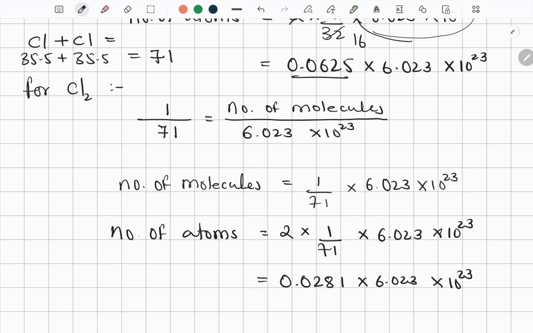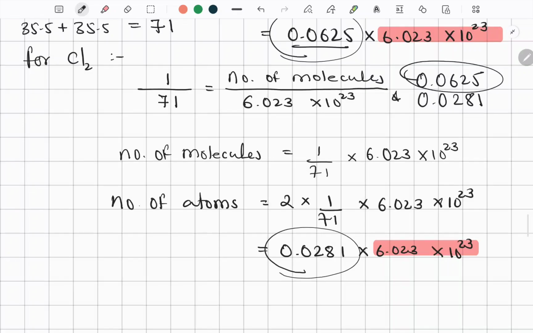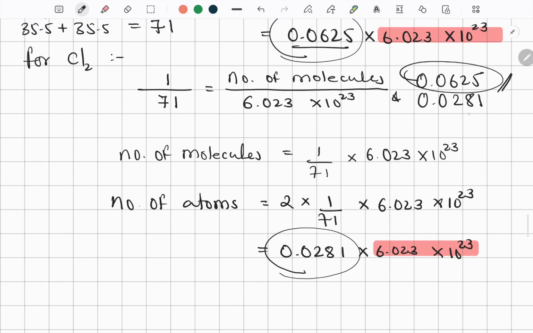Now 6.023 into 10 raised to 23 is the same in both the answers, so we have to judge the answer from this particular part of the answer. As we can see, 0.0625 and 0.0281, which is bigger? Definitely 0.0625 is greater than 0.0281. Therefore oxygen has more number of atoms than chlorine. Oxygen has more number of atoms than chlorine.